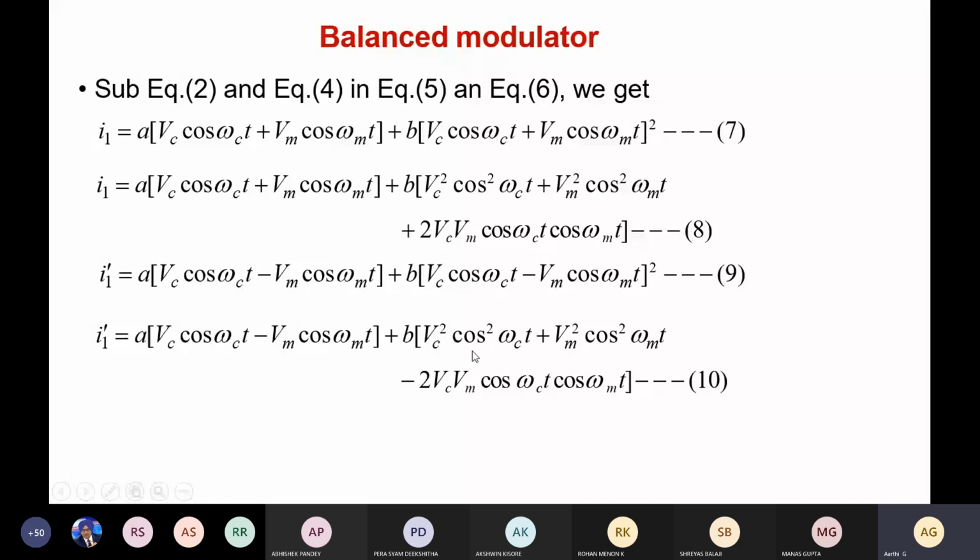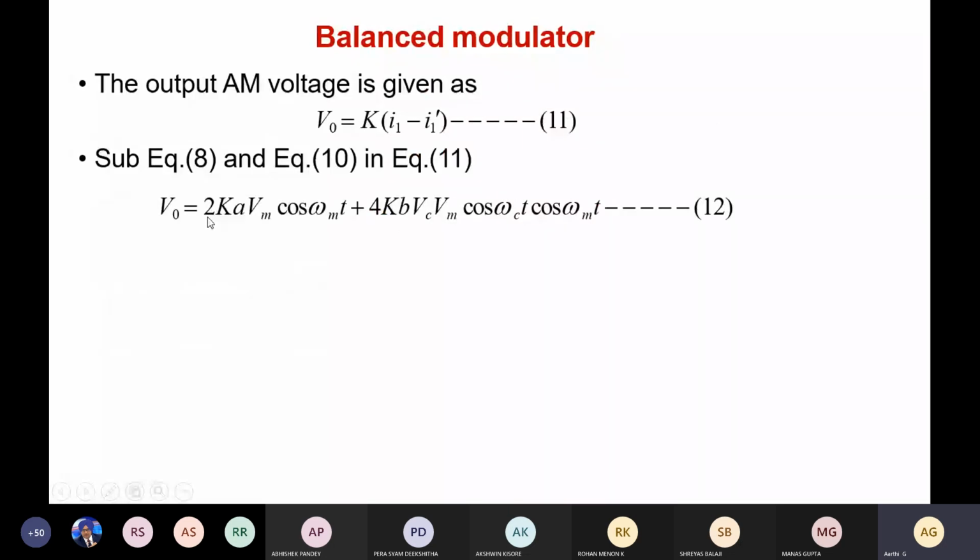Similarly, from the 8th and 10th equations, VC square cos omega ct plus VM square cos omega mt, both will cancel. Finally, we have 4 times VC VM cos omega ct and cos omega mt. That's what we will obtain at this output. We will have K into 2A VM cos omega mt plus K into 4B VC VM cos omega ct cos omega mt. This will be the final output where we have suppressed the carrier. The carrier component, which is a single component, has been suppressed.